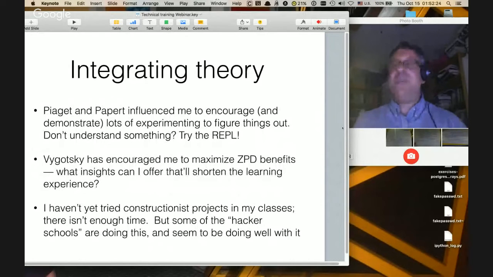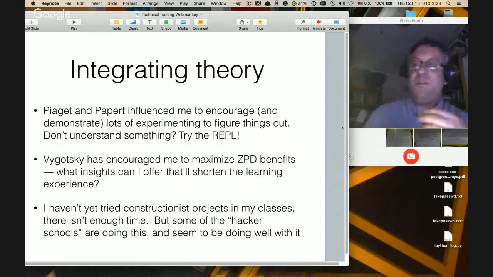So how do we integrate this theory into our teaching? Piaget and Papert really influenced me to encourage lots of experimenting. And so in my classes, I'm always doing live coding. The reason I'm doing that live coding is not only because I find it interesting and fun and a good way to learn, but because I'm trying to model behavior. I want my students, when they're sitting in front of their desks, frustrated that something doesn't work, to say, how can I fix this?